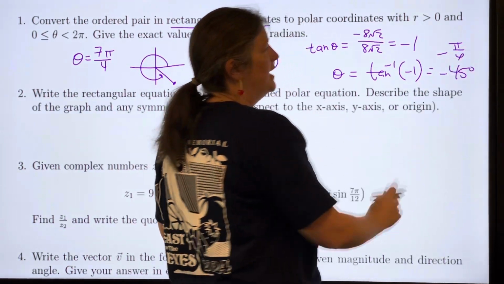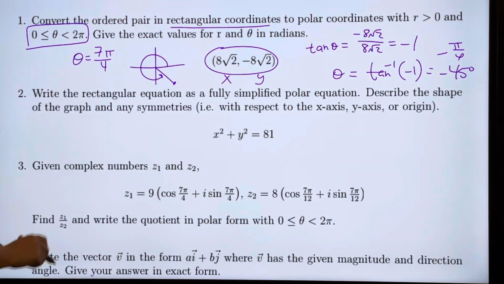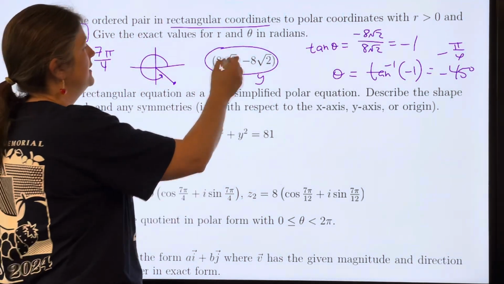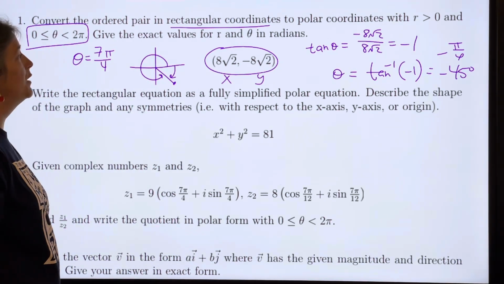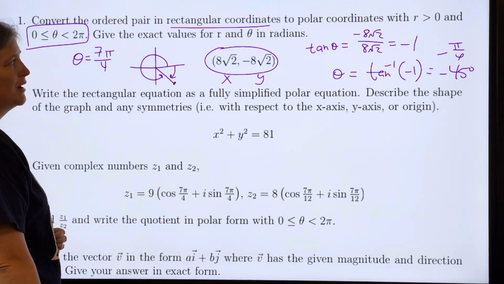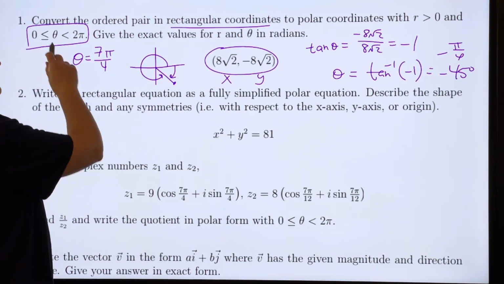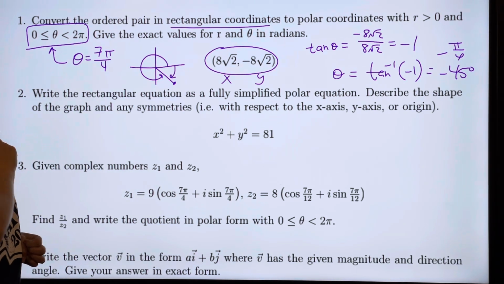And that's not in the range of thetas that I was asked for. So it gives me this angle. I have to add 360 or add 2 pi to get into that angle. So a couple of different ways to approach that problem. Just make sure that at the end of the day, you're reporting a theta that actually fits into that inequality.